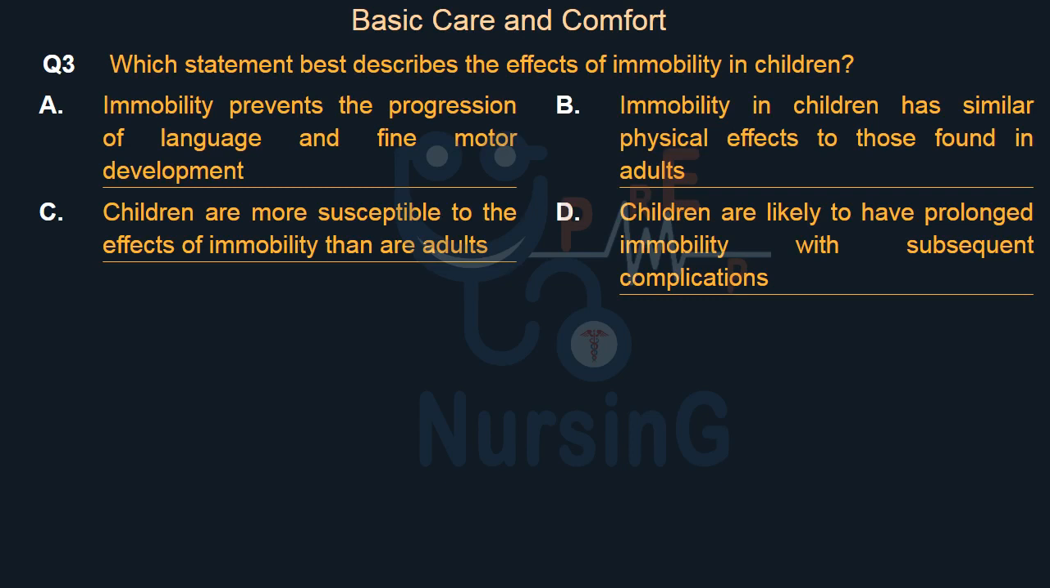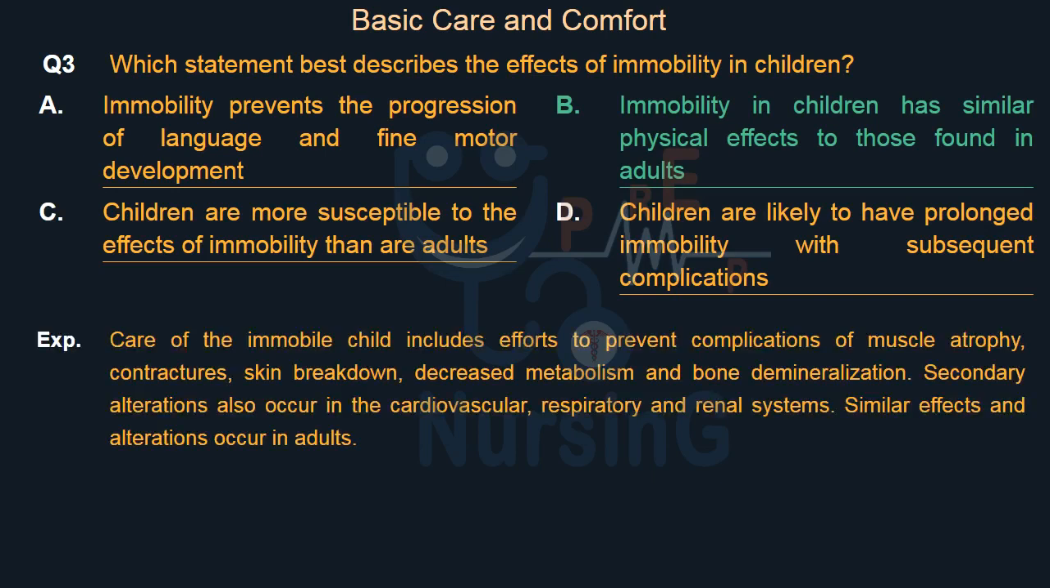Right answer is Option B. Immobility in children has similar physical effects to those found in adults. Care of the immobile child includes efforts to prevent complications of muscle atrophy, contractures, skin breakdown, decreased metabolism and bone demineralization. Secondary alterations also occur in the cardiovascular, respiratory and renal systems. Similar effects and alterations occur in adults.